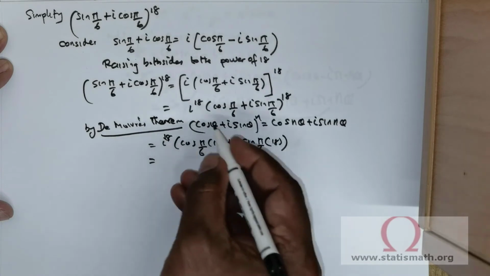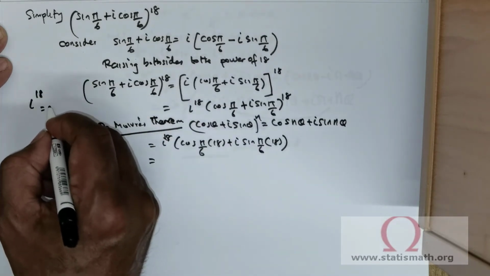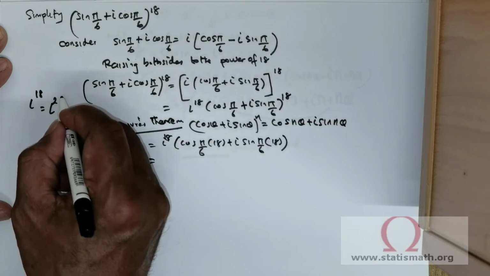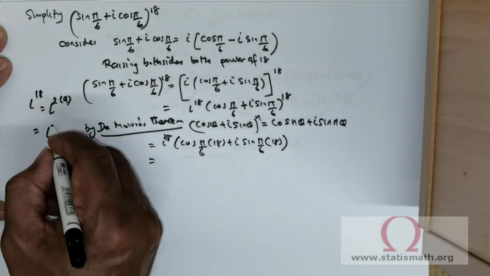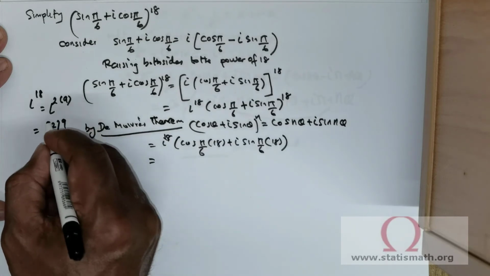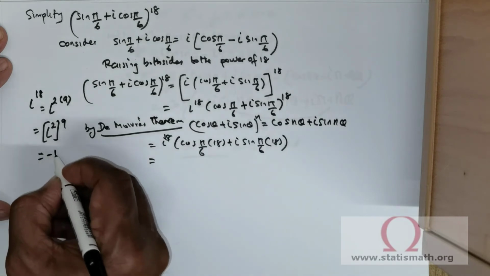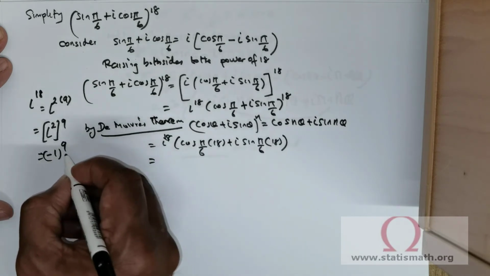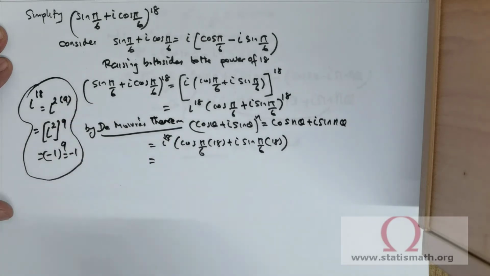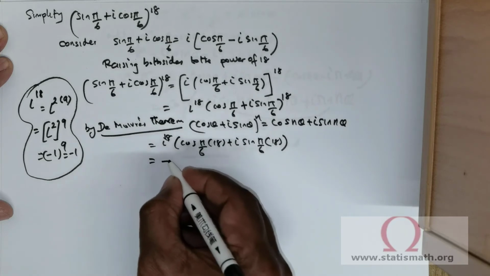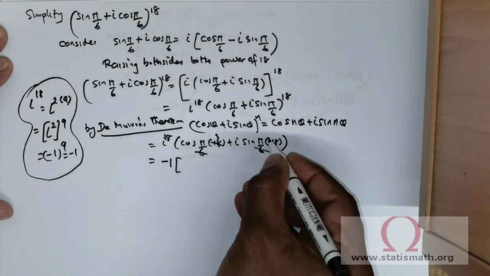Now you got to know one thing: i^18 can be rewritten as i^(2×9). This can be further rewritten as (i^2)^9, using the law of exponents. But i squared is equal to negative 1. So this is going to be (-1)^9, which is going to be negative 1. So this is a simple evaluation. So this is going to be equal to negative 1 times, 6 divides 18 three times.